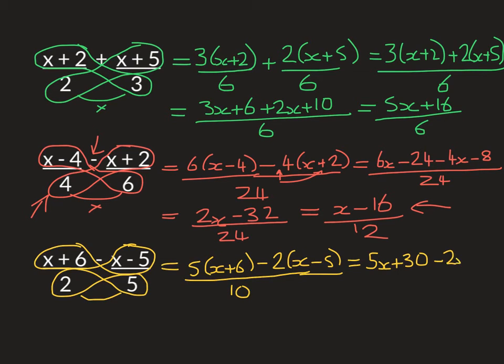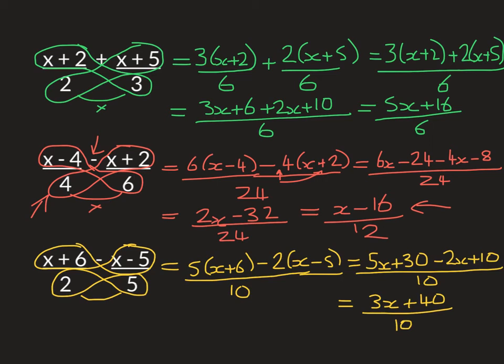And I hope that no one did this, but probably some of you did because I see it all the time. Minus 2 times minus 5 is plus 10. And that's still all over 10. And that simplifies to 3x plus 40 over 10. So some of you might have plus 20, which means you got it wrong because you forgot about that plus 10. I see that all the time.